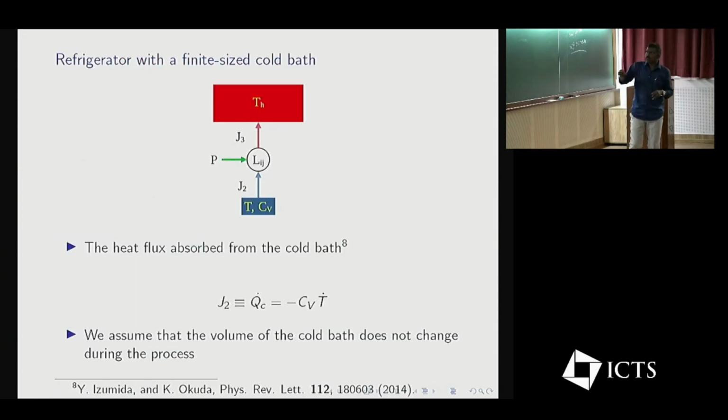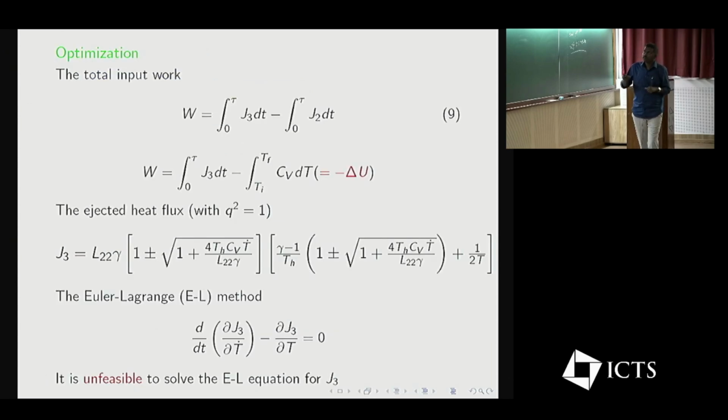We consider that the cold bath has a finite heat capacity CV, and we assume that during the heat transfer process, the cold bath does not change its volume. Therefore, the absorbed heat flux is given by minus CV T dot. With that, now the total input work can be calculated using equation 9. Here, the total heat absorbed from the cold bath is nothing but the change in its internal energy.